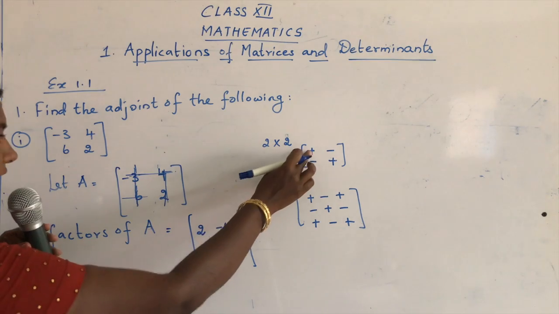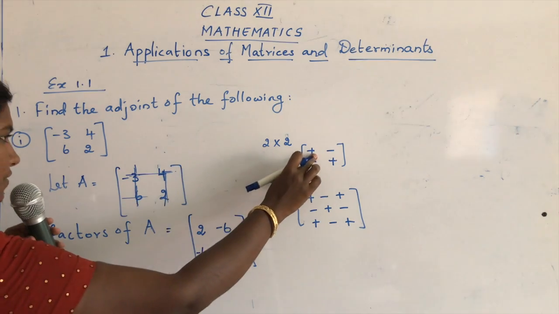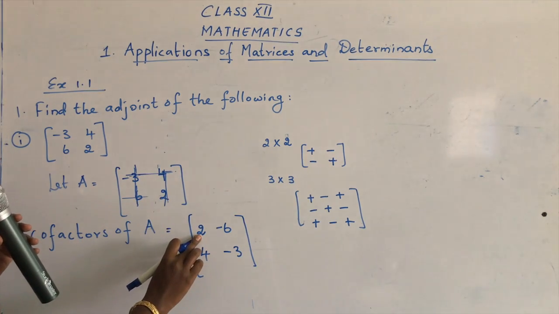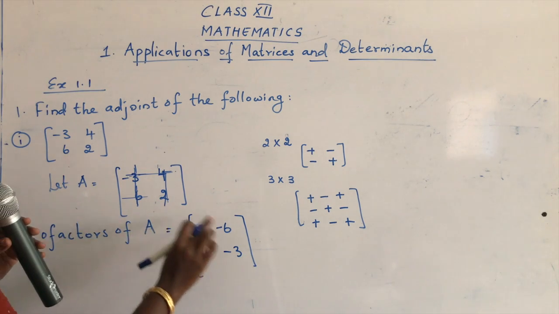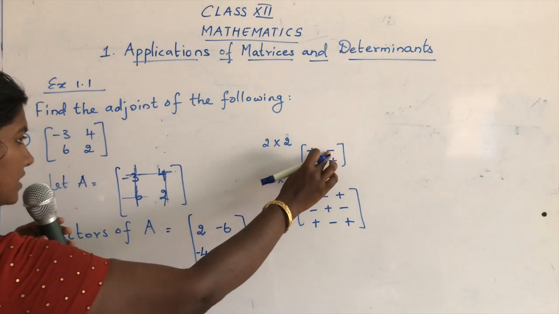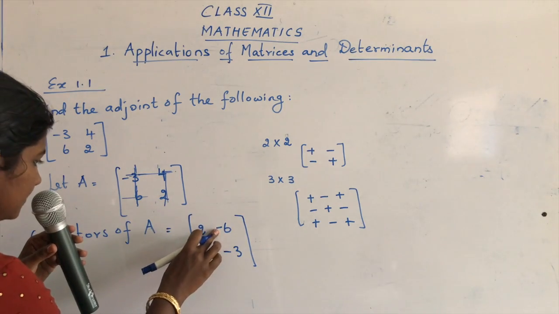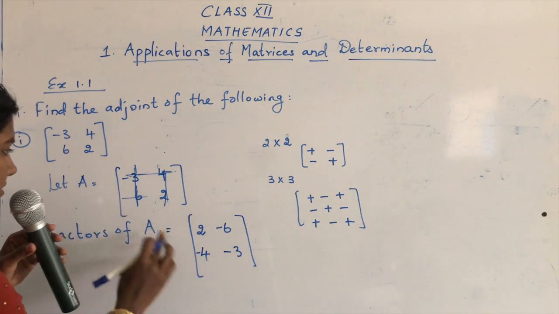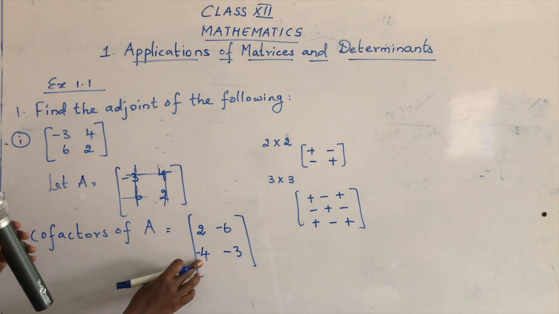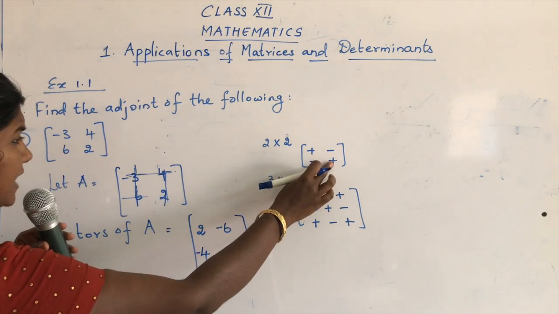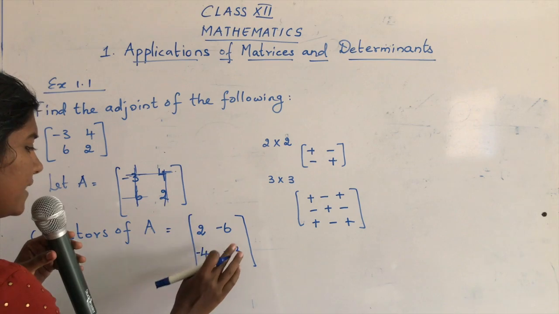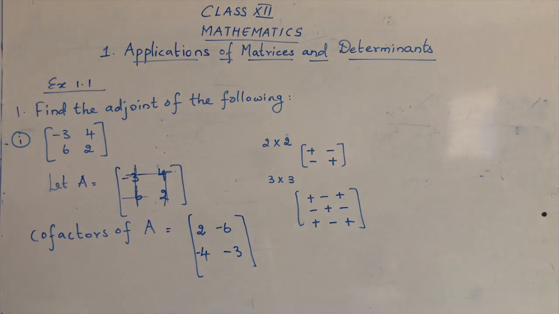And accordingly, you have to insert the sign. For the first one, it's positive. That means nothing changes. Everything remains as it is. Now, it was 6, and the sign was negative. So we have to insert a negative sign. And the next one is minus, so we have changed the sign as minus 4. And it was minus 3. The sign was plus, so nothing will change. Minus 3 will remain as minus 3. So now we have found the cofactors of A.